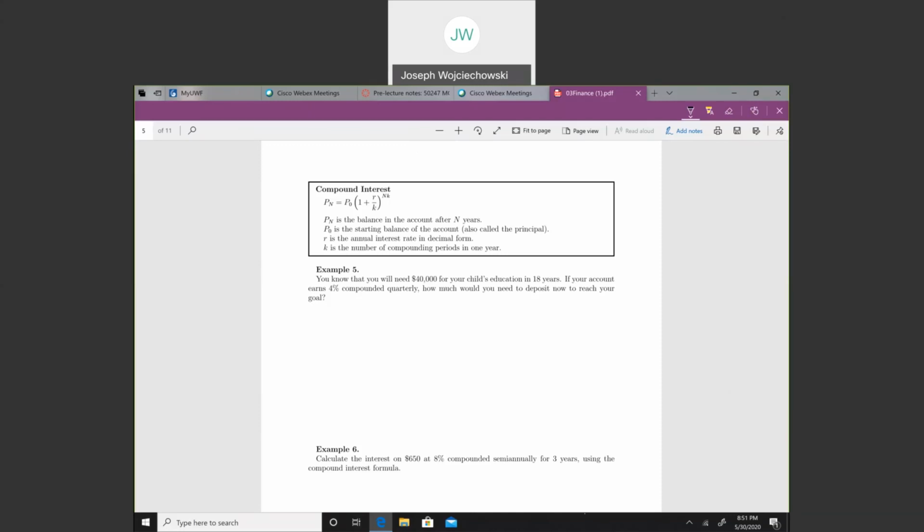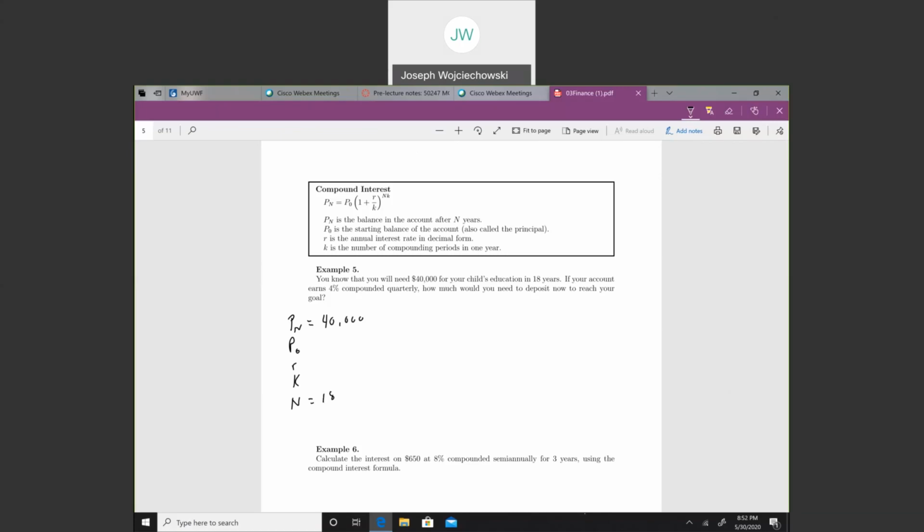So let's look at our list of variables here. We have our balance after n years. We have our principal. We have our rate. We have our compounding periods, and we have our number of years. So this $40,000 is what we want to have at the end. So this is the balance in the account after n years, which is 18.